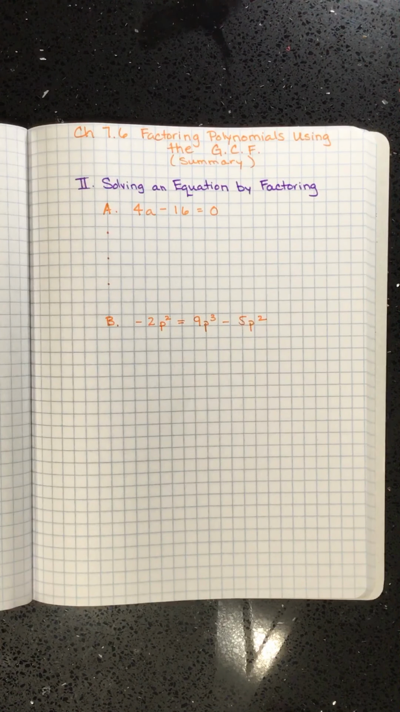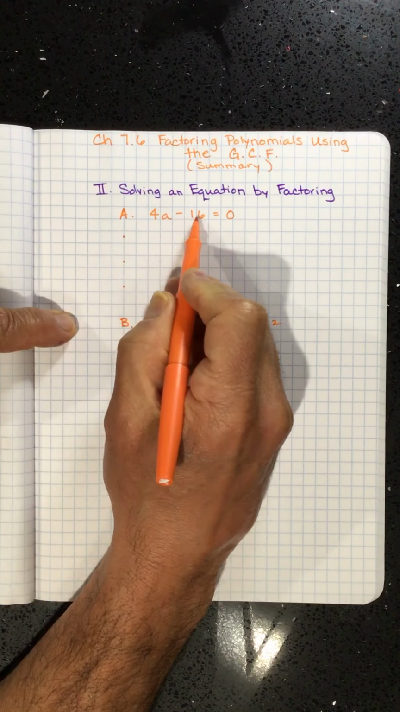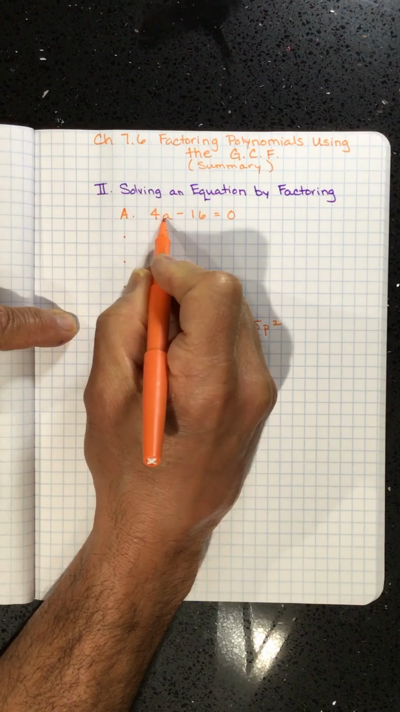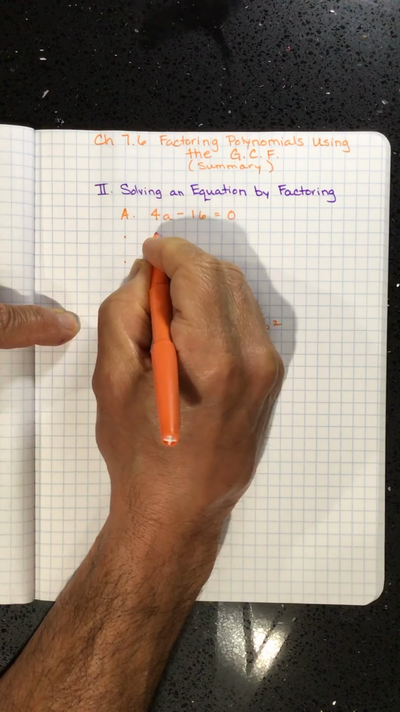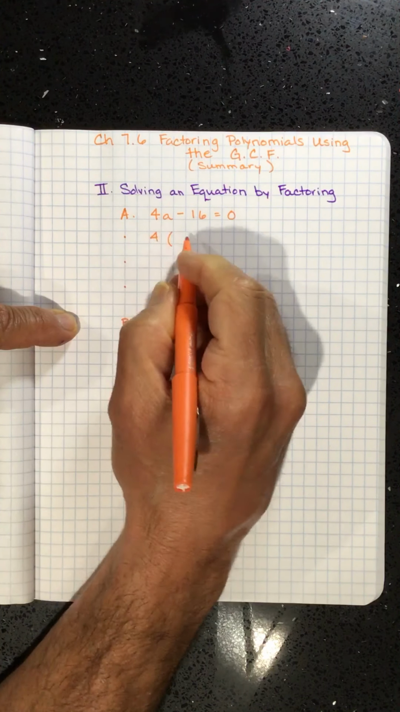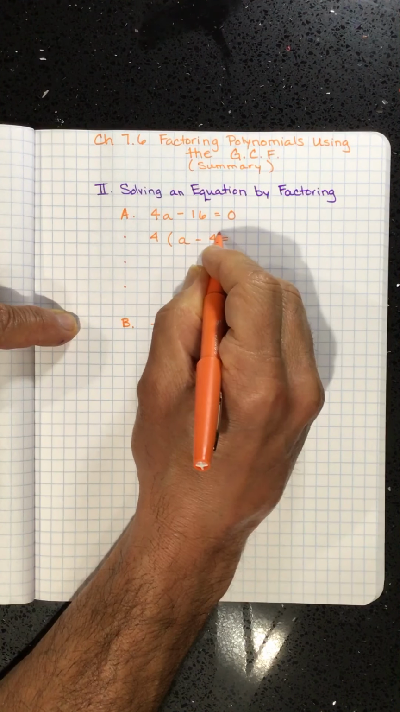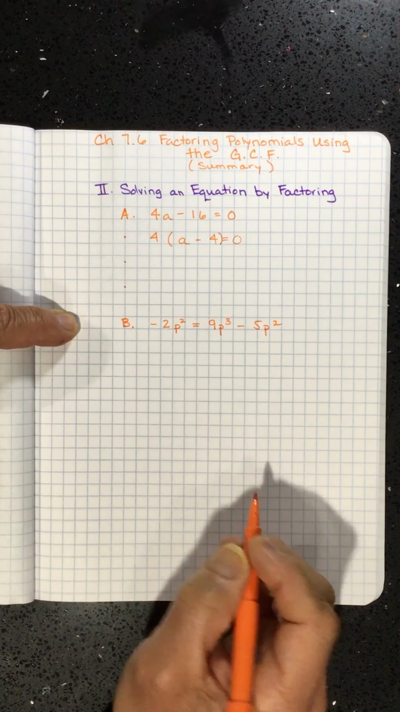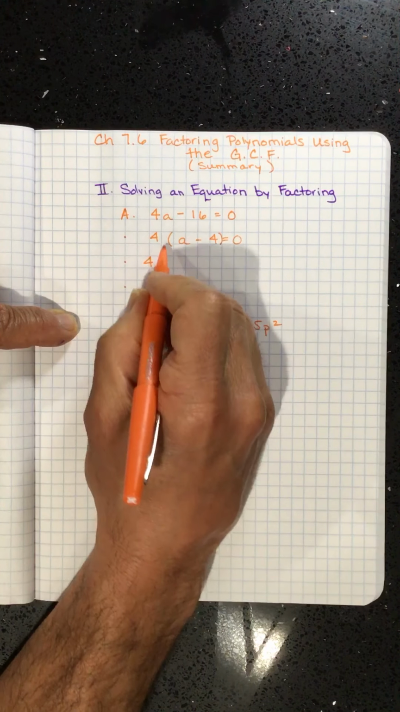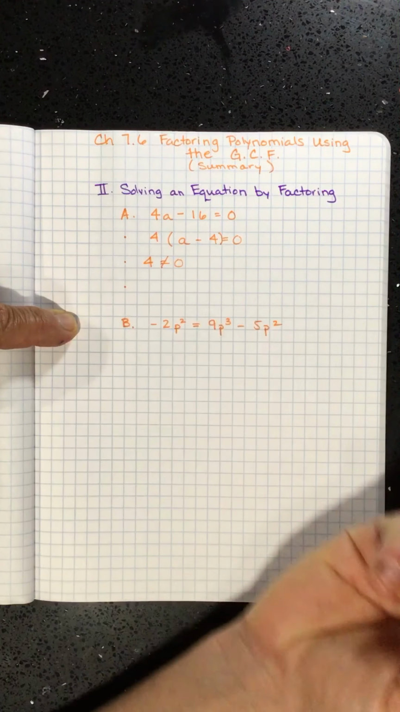So we have 4a minus 16 equals 0. The greatest common factor of 4a and negative 16 is 4. All right, take that factor from both terms, and this will leave us with 4 times (a minus 4) equals 0. At this point, we set each factor to 0. So this is going to be 4 is equal to 0. Of course, we know that 4 is not equal to 0, so that part's done.